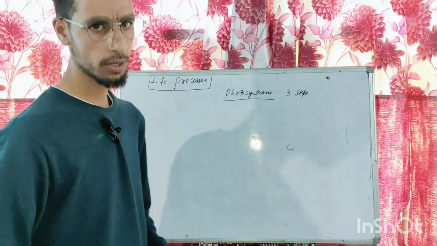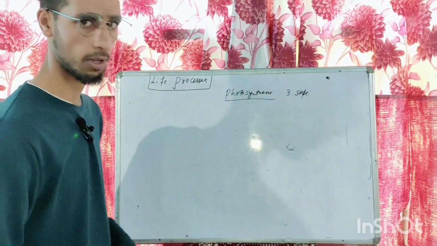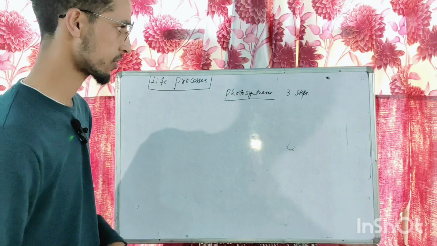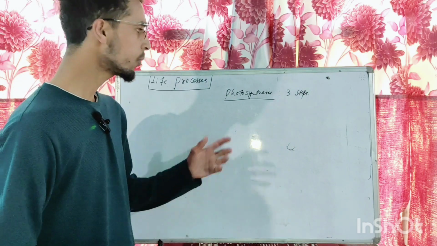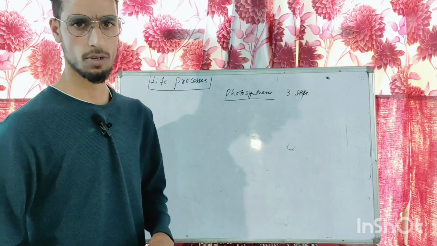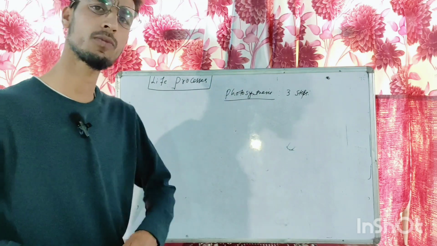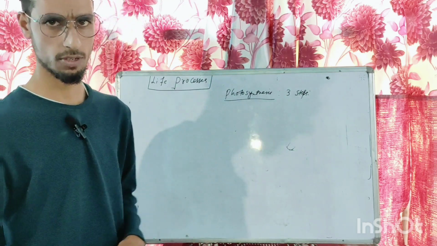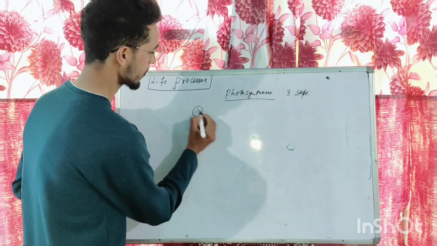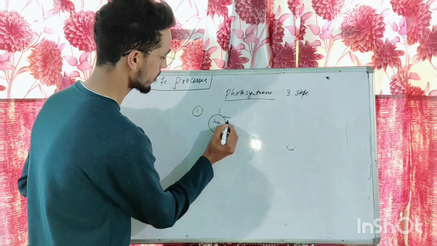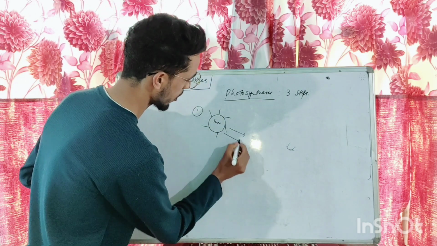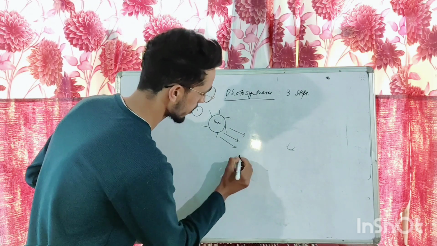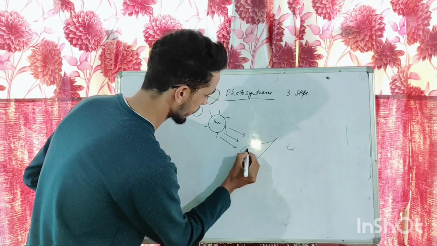Now in today's class, we are going to discuss gaseous exchange in plants, or we can say the site of photosynthesis. Before discussing this, we'll take a quick glance at the process of photosynthesis. There are three major steps in photosynthesis. The first step is absorption of light energy.